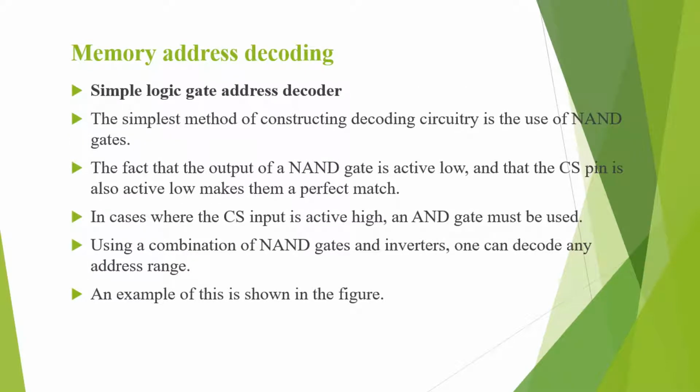First one, simple logic gate address decoder. The simplest method to construct the decoding circuit is the use of NAND gates. The output of a NAND gate is active low and the chip select pin is also active low. Hence, a NAND gate is a perfect match for constructing the decoding circuit. In case the chip select pin is active high, then an AND gate can be used. Using a combination of NAND gates and inverters, we can decode any address range. An example is shown in the figure.